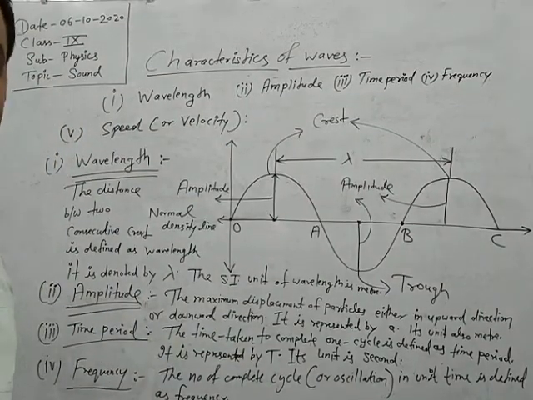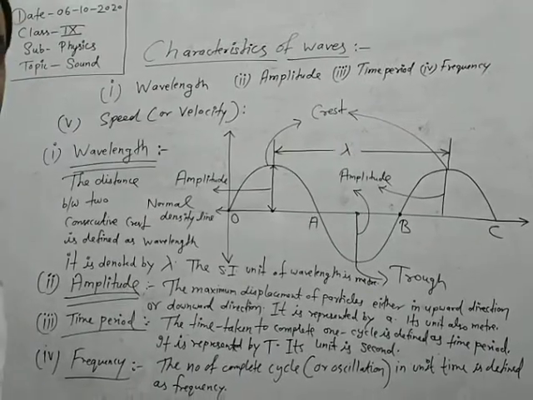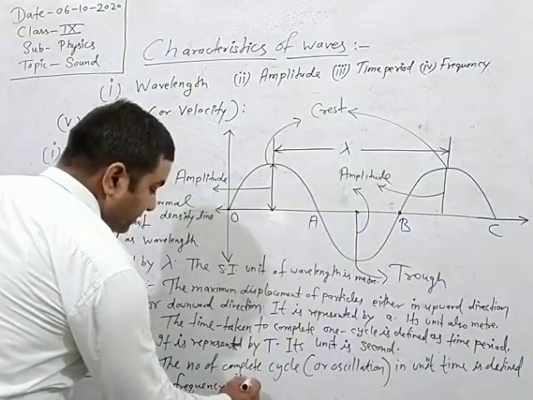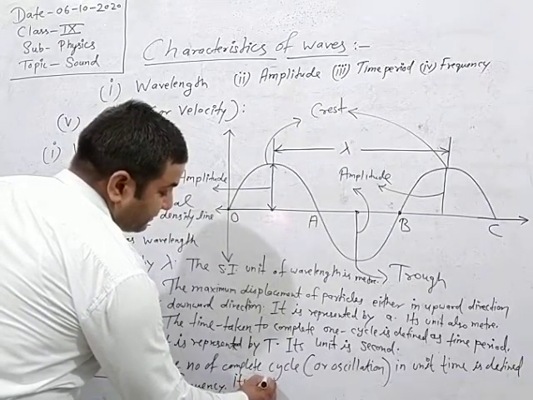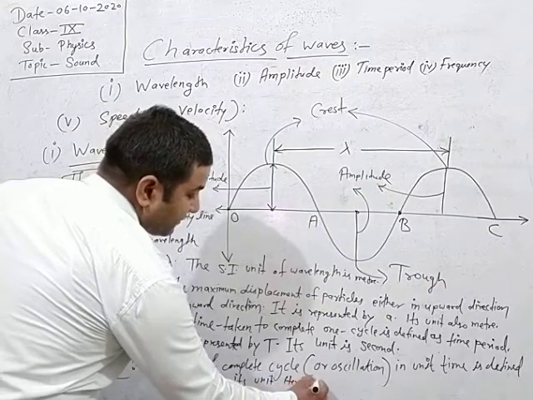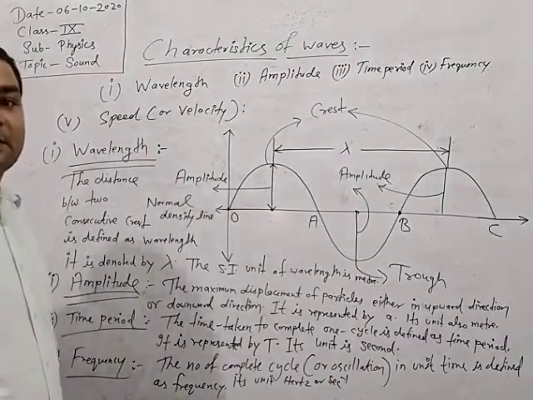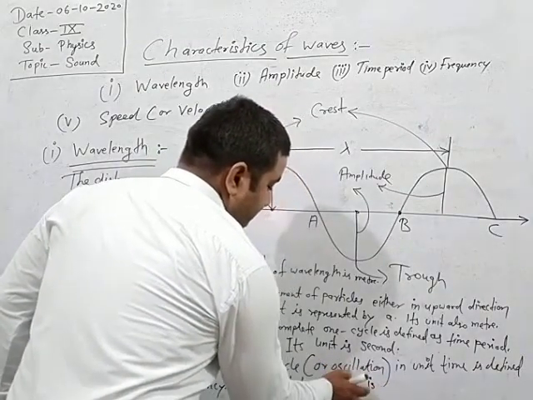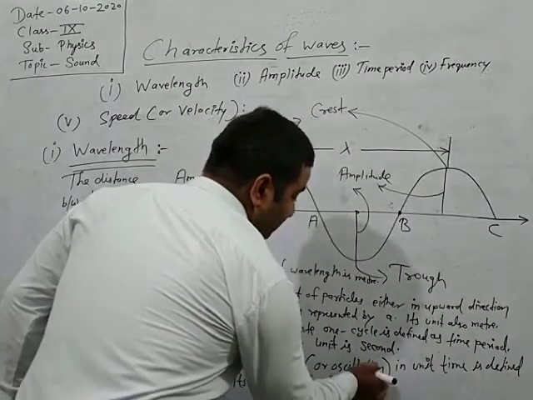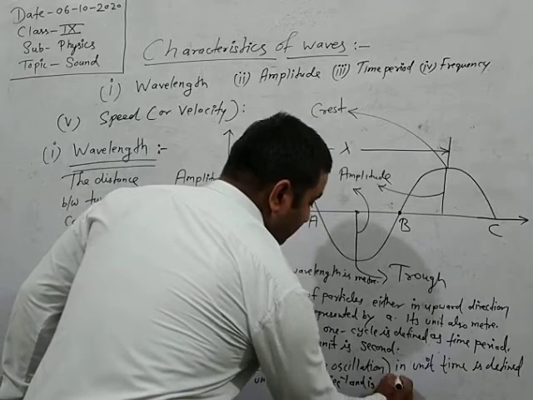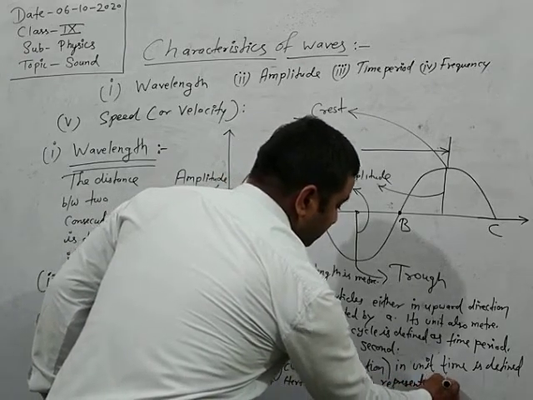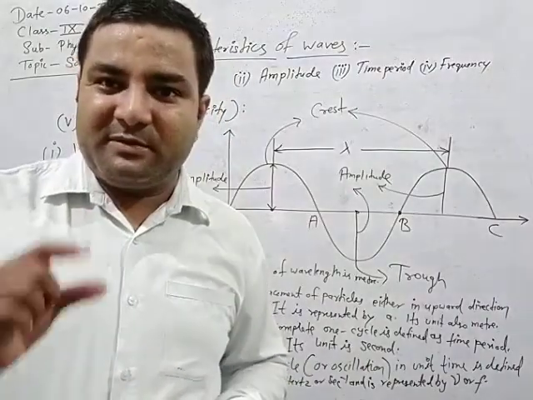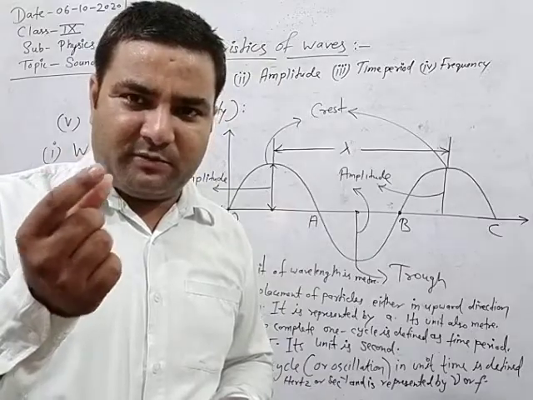You see, the lower portion is not visible here, and now the time part is visible. Clear? It is defined as frequency. Its unit is hertz or second inverse, and it is represented by nu or f. In some books it is represented by small f, and in some books by nu, which looks like a v with a slight bend at the top.